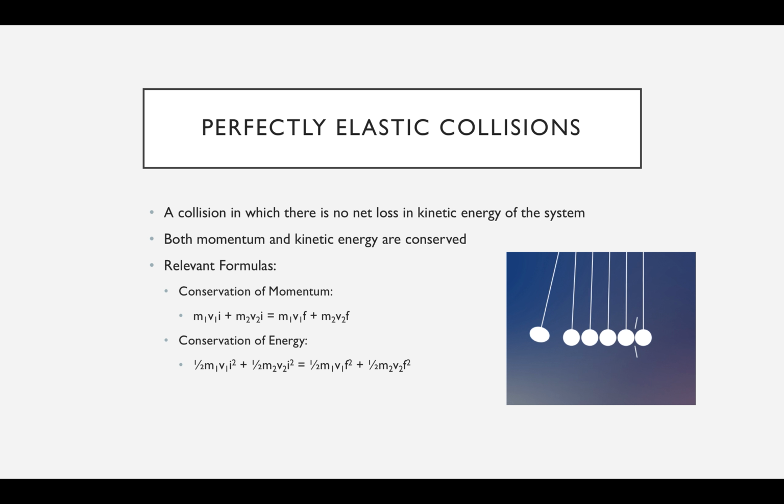The formula for the conservation of momentum is seen below, where the initial momentum of both objects in the system equals the final momentum of both objects in the system. The formula for the conservation of kinetic energy similarly states that the initial kinetic energy of the objects in the system is equal to the final kinetic energy of the objects of the system.